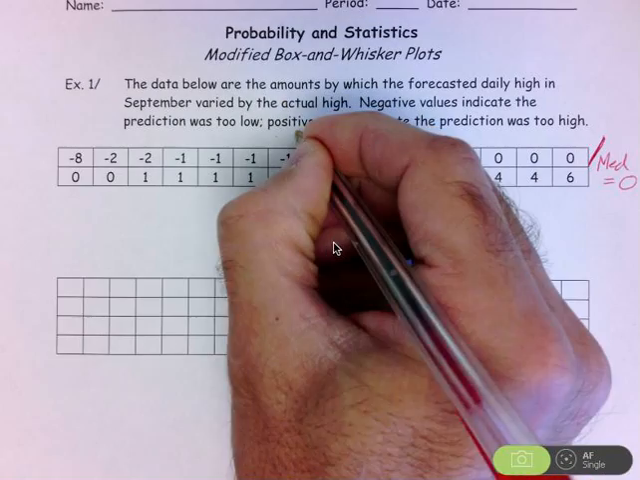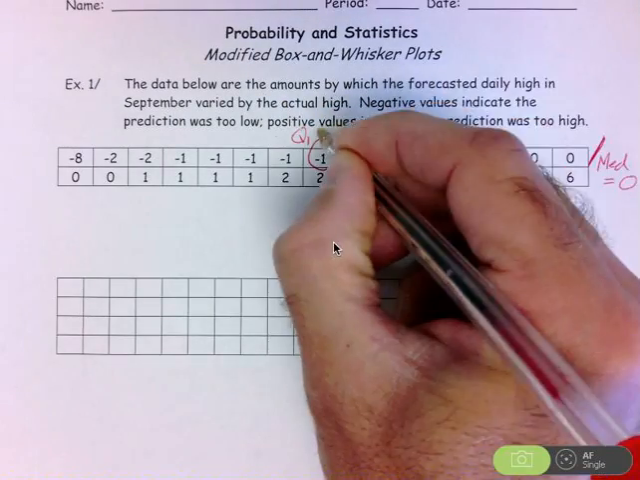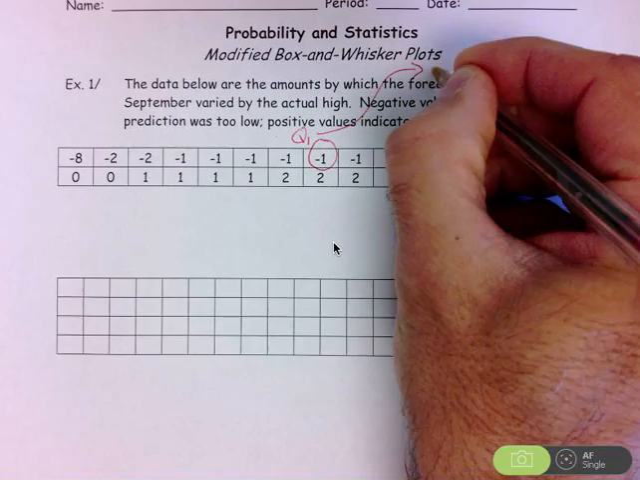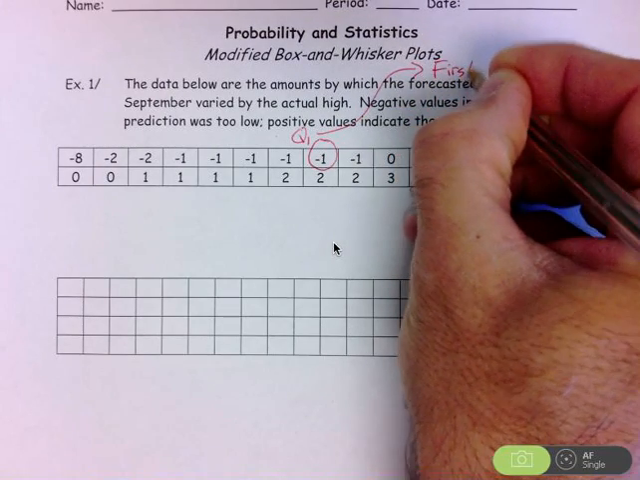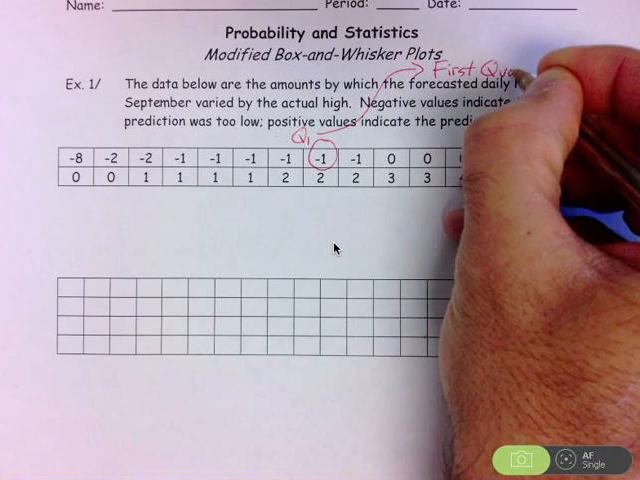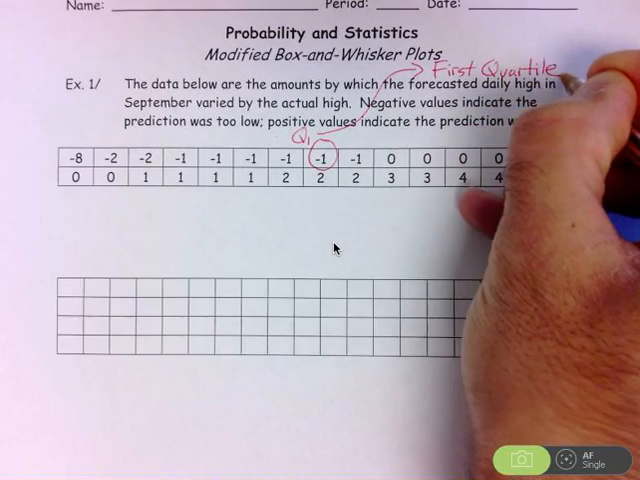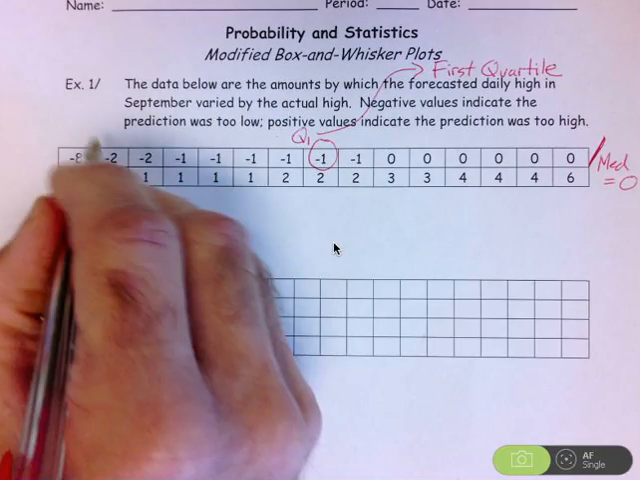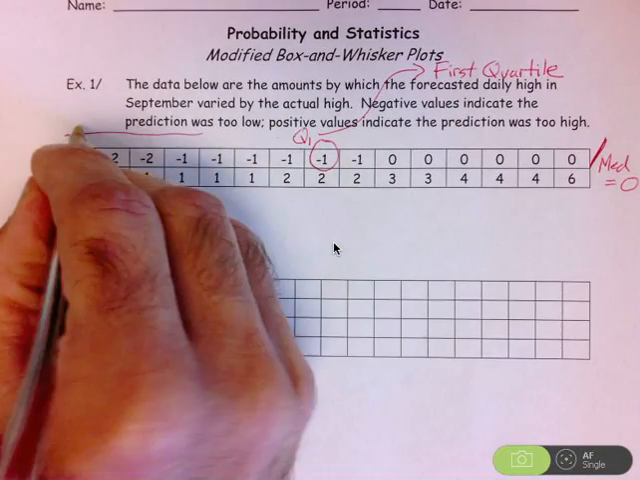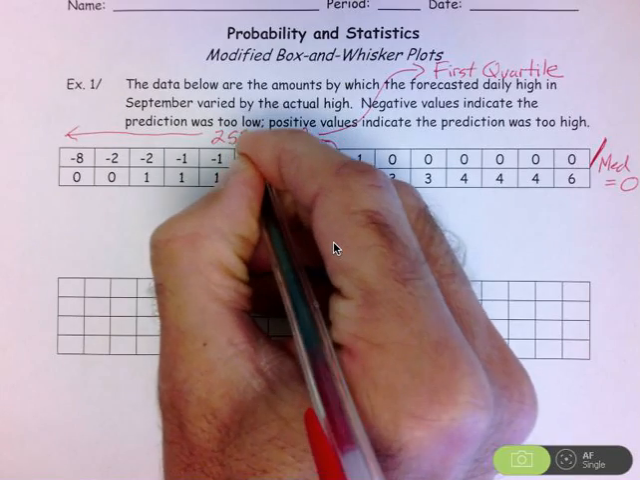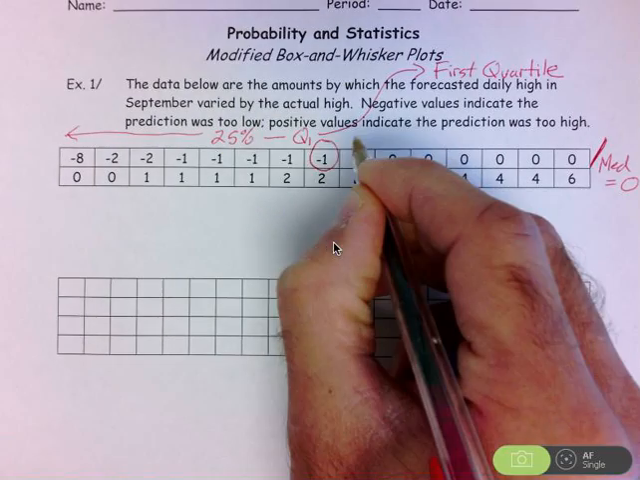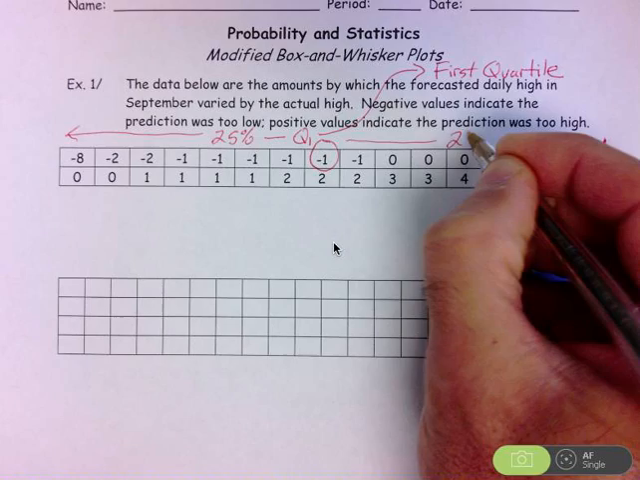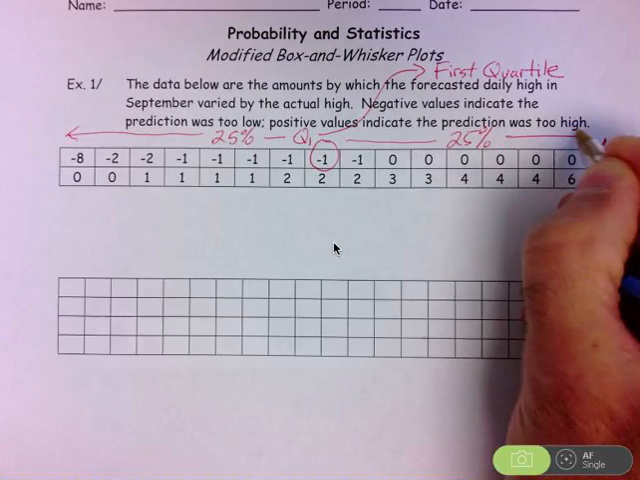We label it Q1. Q1 stands for the first quartile. Q-U-A-R-T-I-L-E. Quartile. Now the reason it's called that is because we have broken the lower 50% into 2 quarters. So here, this is the lowest 25% of the data, right here. Then here, we have the second lowest 25% of the data.